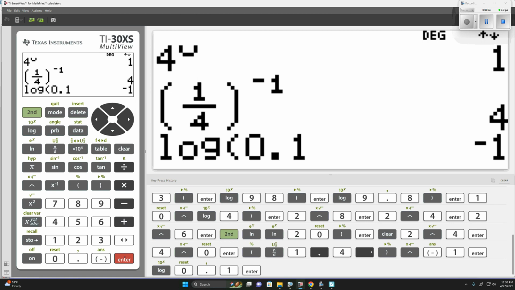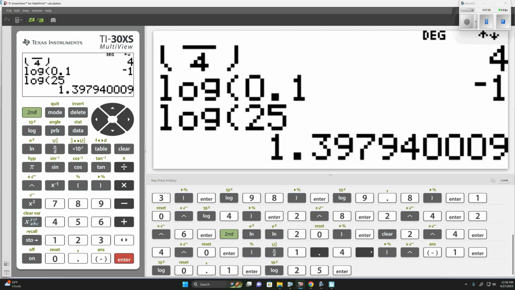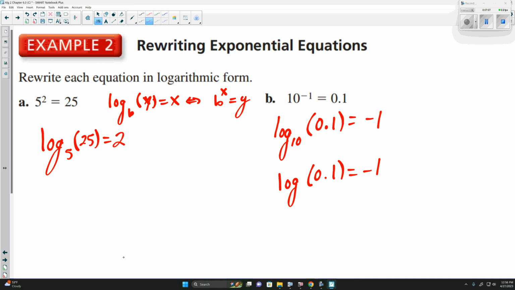Now, like the previous one, we had log base 5 of 25. If I do log of 25, I don't get 2. So it doesn't work the same with that there.